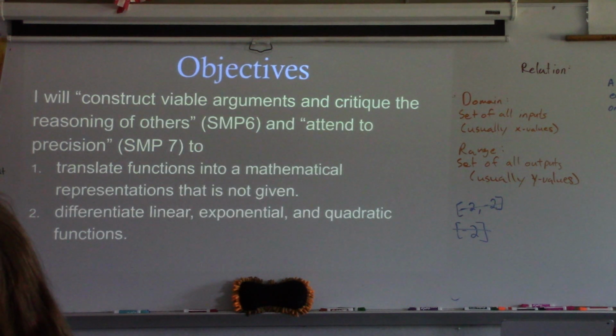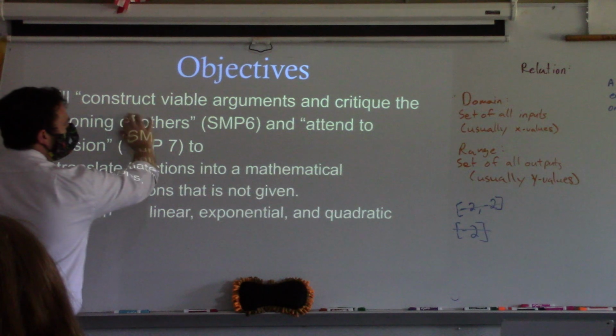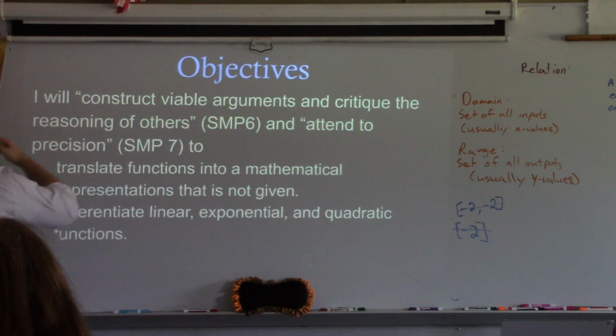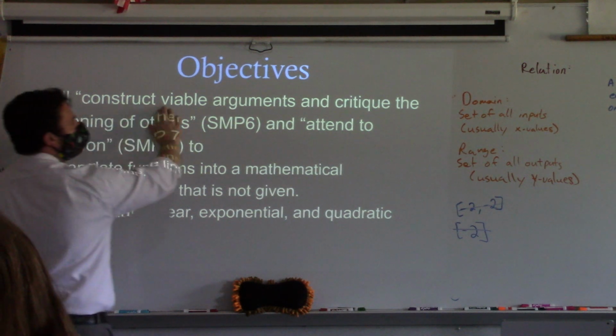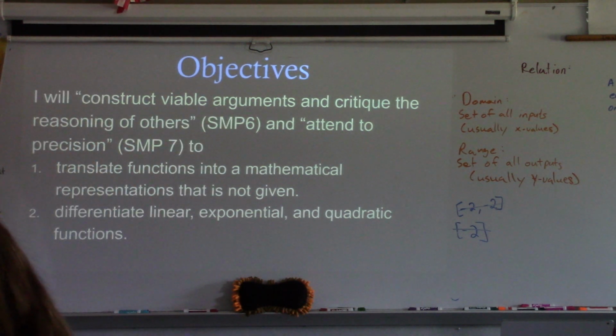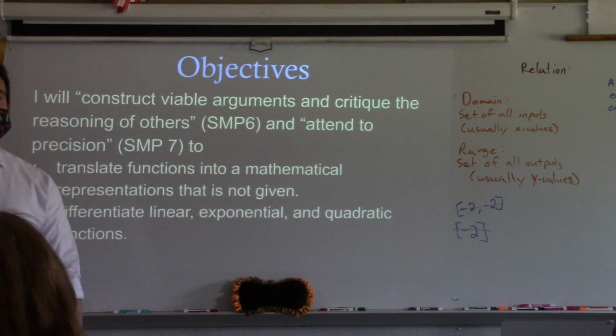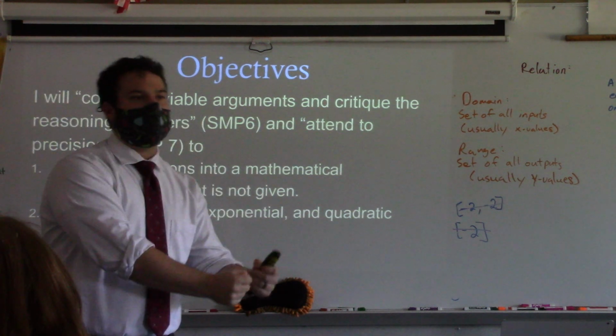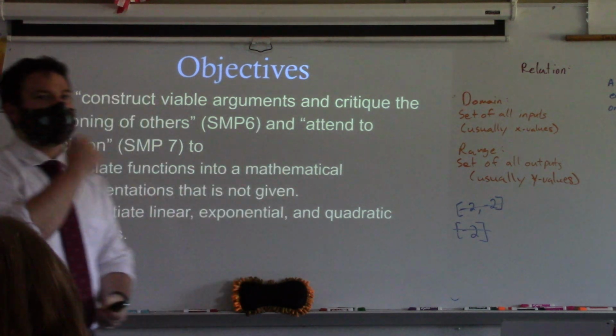So don't forget your SMPs. We have the standards for mathematical practice. These are the things we need to be doing so that we can learn these objectives. This is the most important one, and this is probably one of the ones that we need to pay attention to the most. I think it's supposed to be 3, not 6. I'll fix that later. But we need to be constructing viable arguments. When you have a valid argument, you are not just saying, this is what I think. An argument needs to be, this is what I think, and here is why. You need to justify, you need to have evidence.